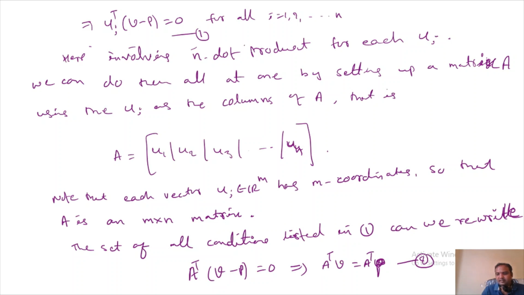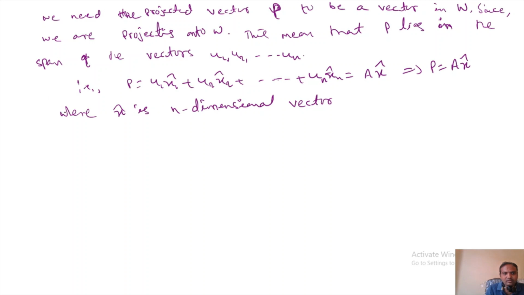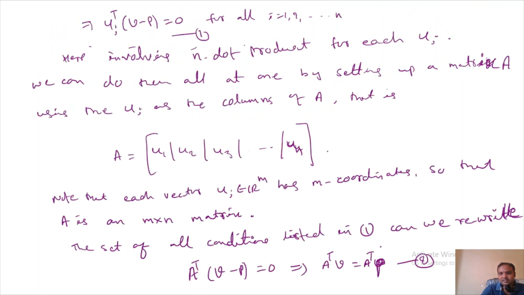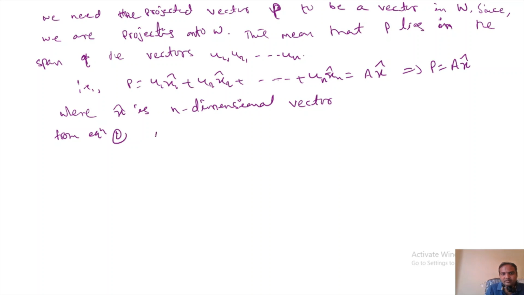Now what is P here? From equation 2, substitute P equal to A x hat. That means A transpose V equal to A transpose A x hat. This is the one. So if we find x hat, we can find P, because P equals A x hat.